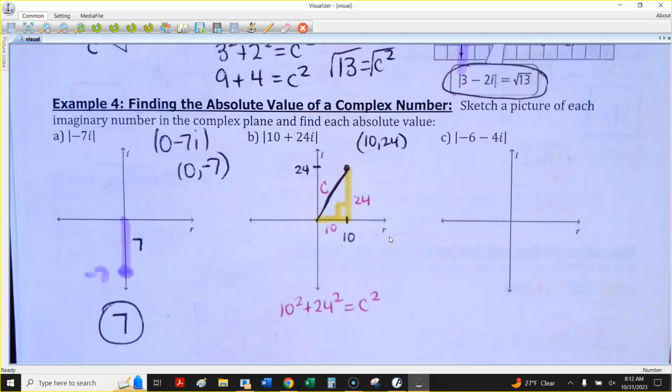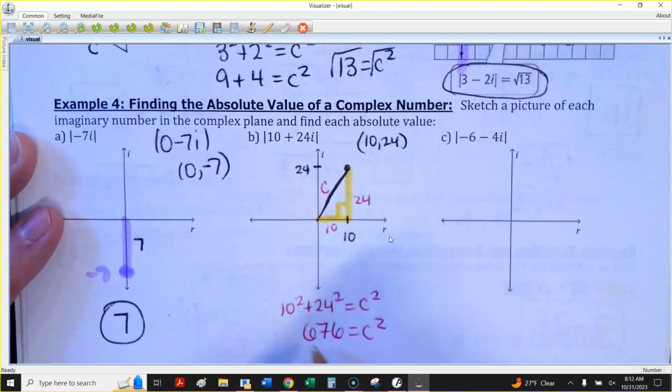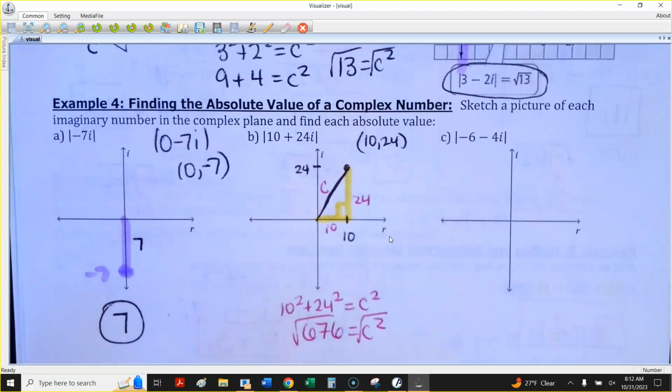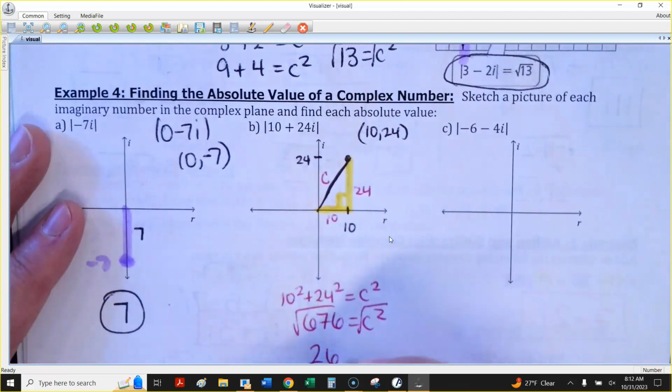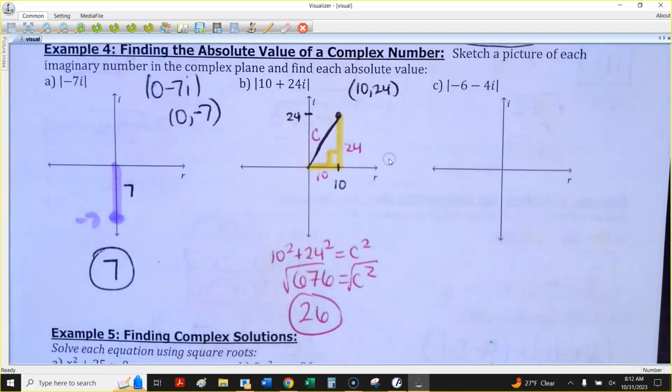Okay, 24 squared is 576, so this is 676. And I don't know if you guys know this, but that's actually a perfect square. If you take the square root of 676, I'm pretty sure it is 26. So this ends up being a nice number. That would be the absolute value of that complex number there.